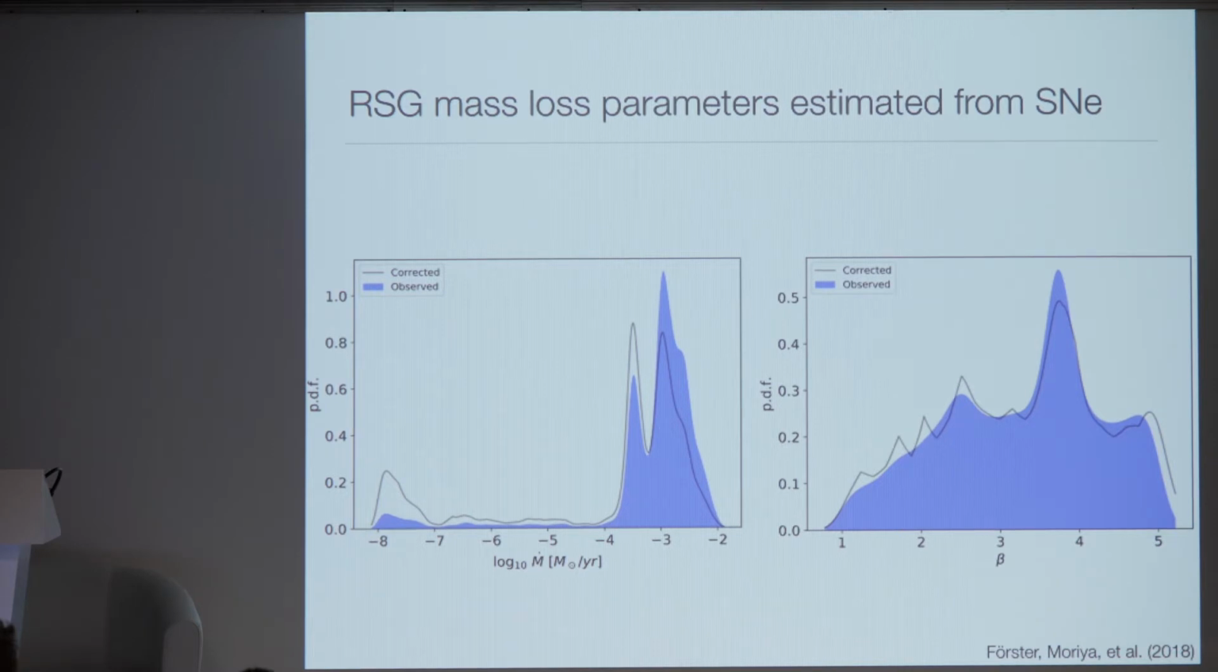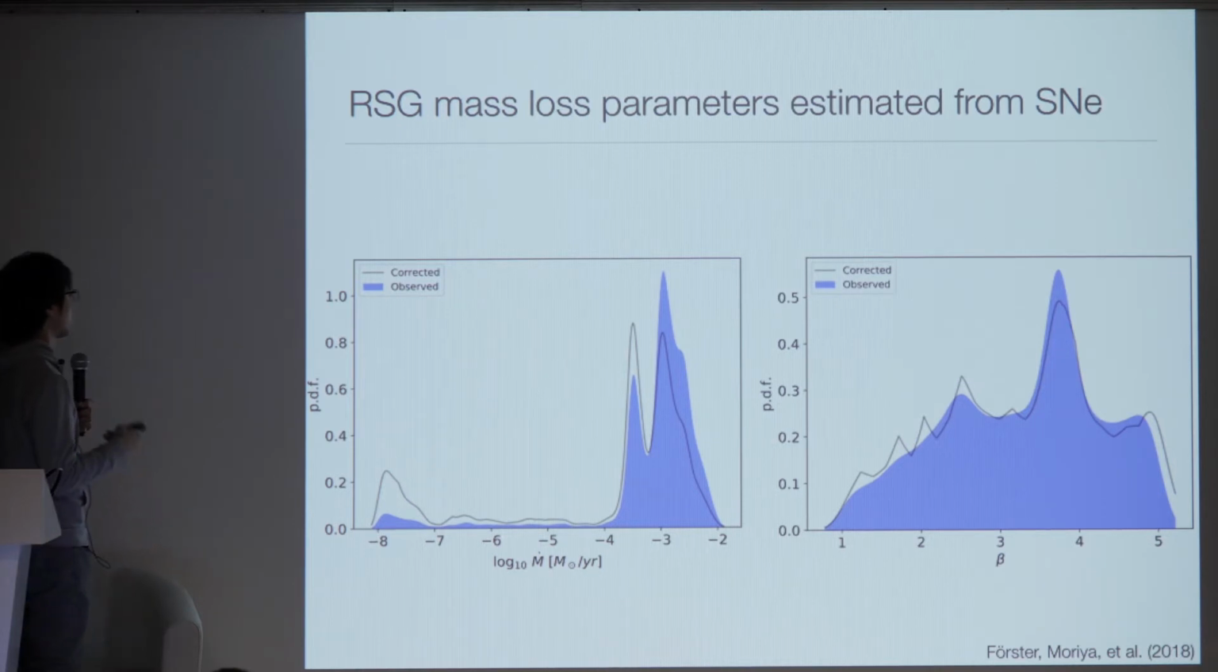So this is another way of seeing the same result. This is a probability distribution function. Please see the black line, which is corrected for some bias. We see that mostly the mass loss rate of red supergiants just before the explosion should be more than 10 to the minus 4 solar mass per year.